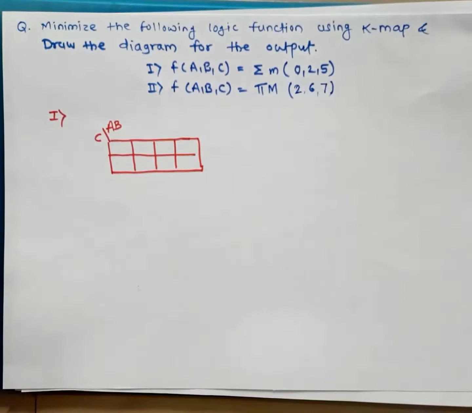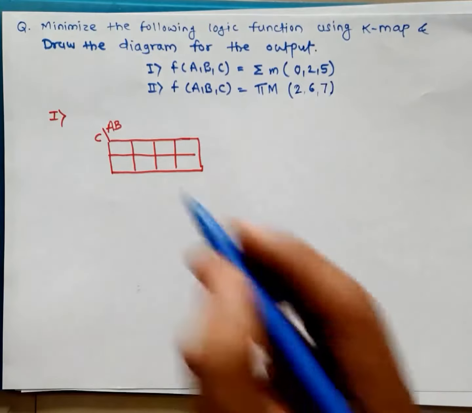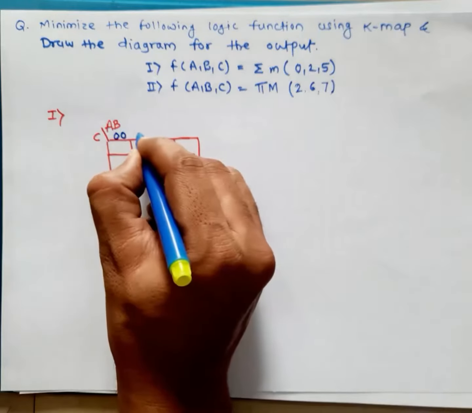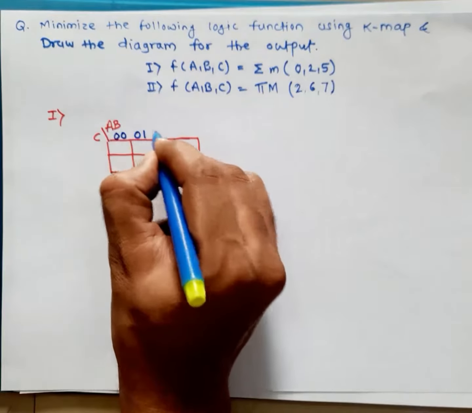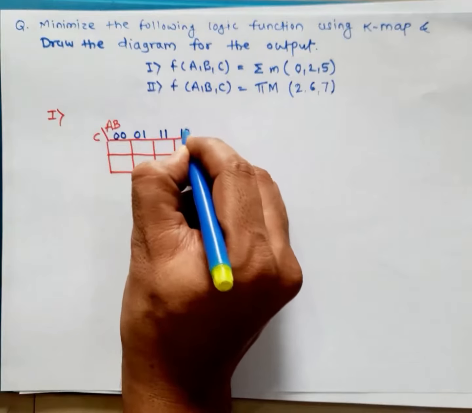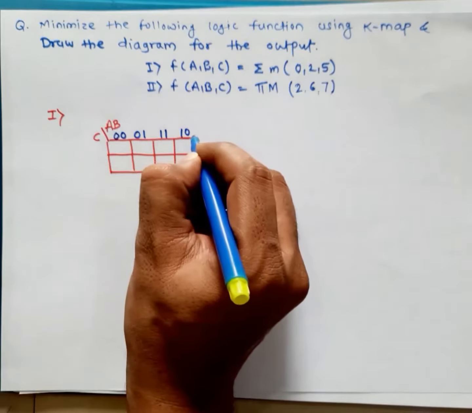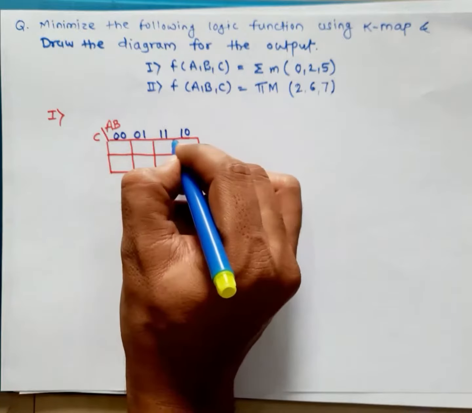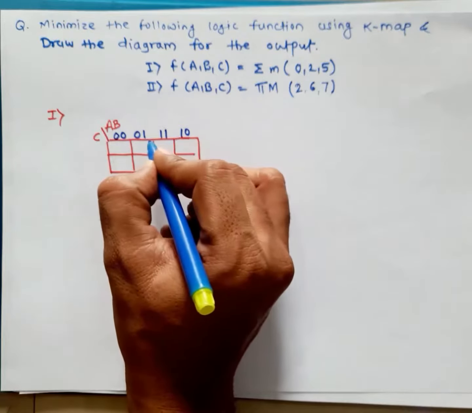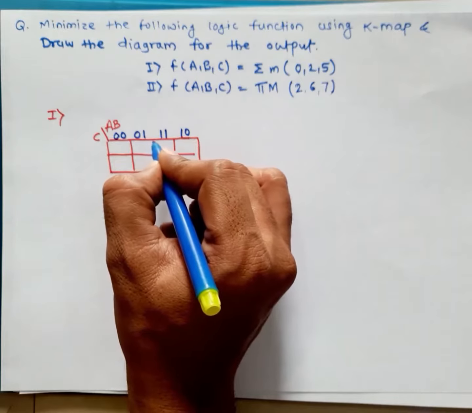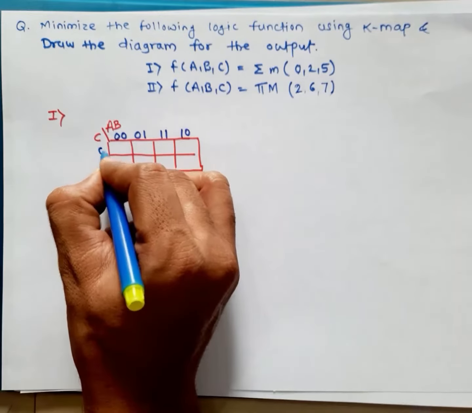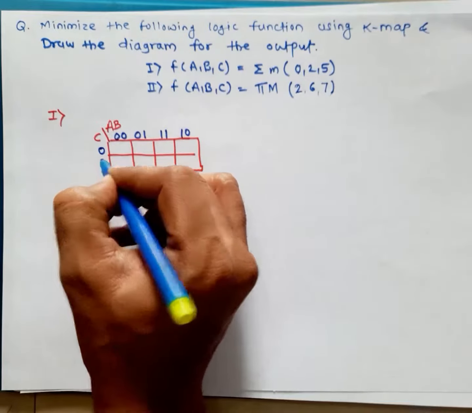Next step is, you need to assign the variable values. So the variable values for two variables are 00, 01, 11 and 10. See, this is not a normal binary number sequence. It is a gray code sequence, which has only one bit change between the preceding and succeeding number. Now only one variable, so the value of variable C is 0 and 1.